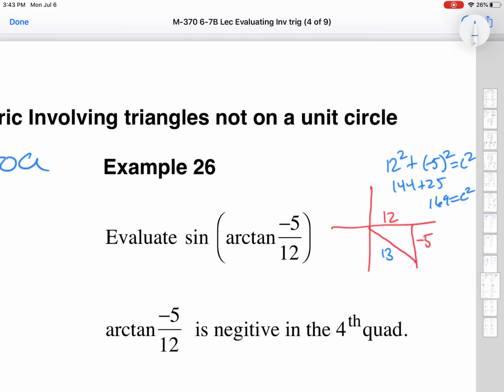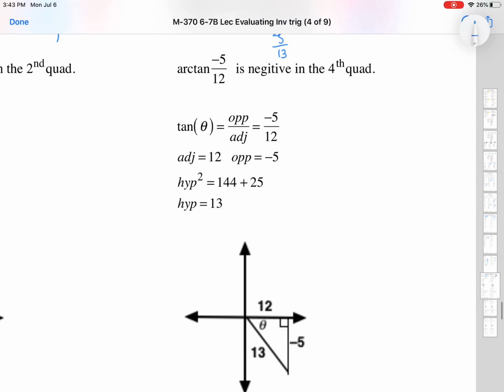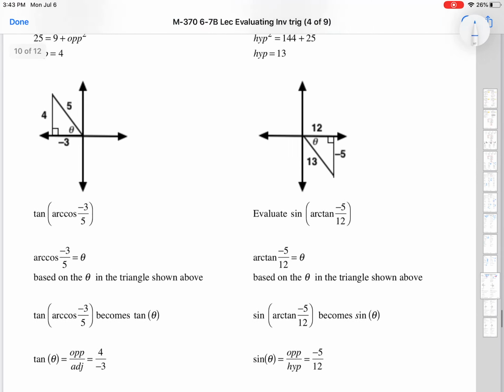So what's the sine? Sine is opposite over hypotenuse. You're done. It's -5/13. And so they're just looking to reinforce some of the right triangle trigonometry that's going on in earlier classes. So pretty cool.